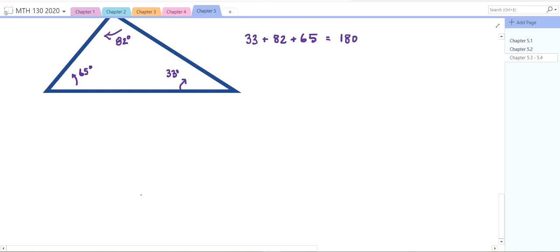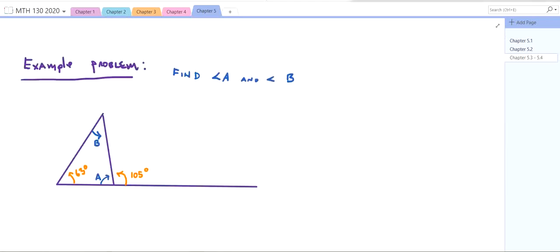For example, I have this problem. There's a straight line here with a triangle sitting on top of it. We know that the angle over here on the left is 63 degrees, but we don't know what the two other angles in this triangle are. But we do know that the angle between the surface here and this outside edge of the triangle is 105 degrees. So how do we find angle A and angle B?